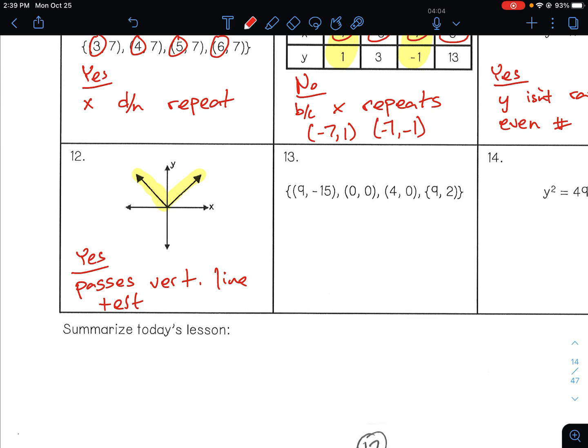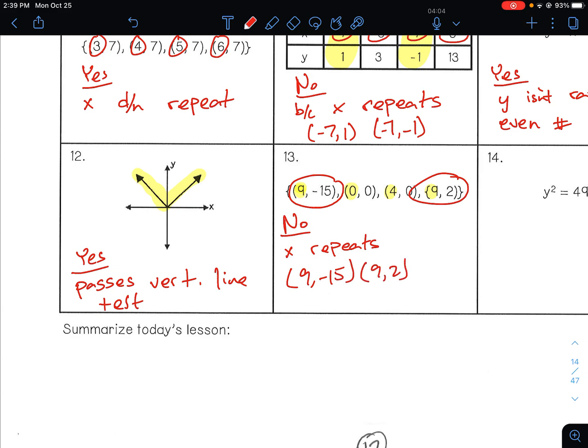Number 13. Again, a couple of ordered pairs, so we're looking at the x's. We have 9, 0, 4, and 9. Let's make sure we have 9, -15, and 9, 2. That's definitely not the same point. So if we have a repeating x, it is not a function. No, x repeats. And it repeats at 9, -15, and 9, 2.